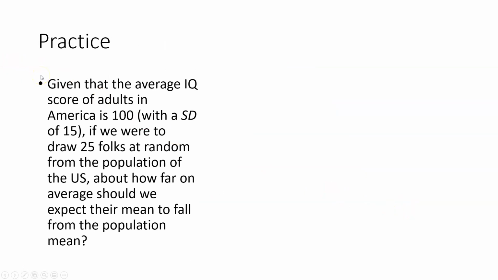So before we conclude this presentation, I want you to walk through an example. Given that the average IQ of adults in America is 100, with a standard deviation of 15, if we were to draw 25 folks at random from the population of the United States, about how far on average should we expect their mean of the sample to fall from the population mean? Please pause your video, think critically about this, and use what we've learned so far to figure out the answer to this question.